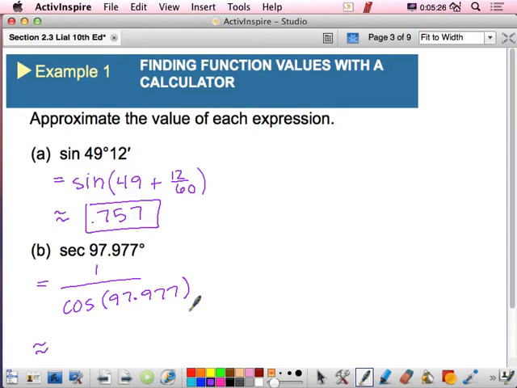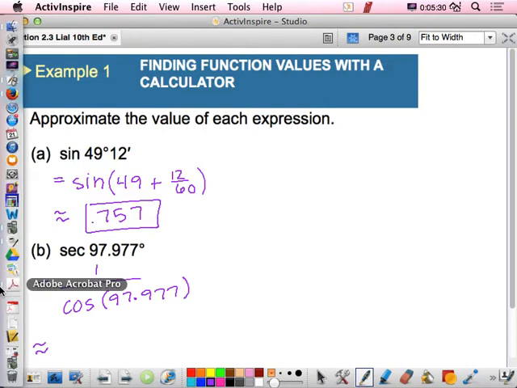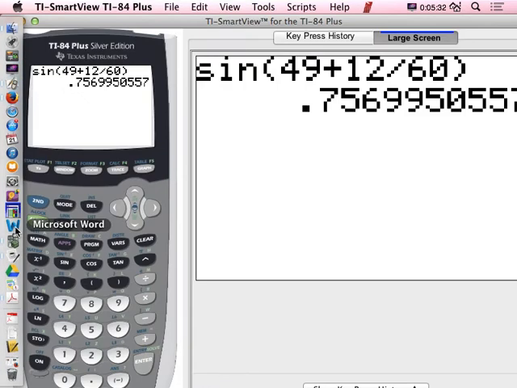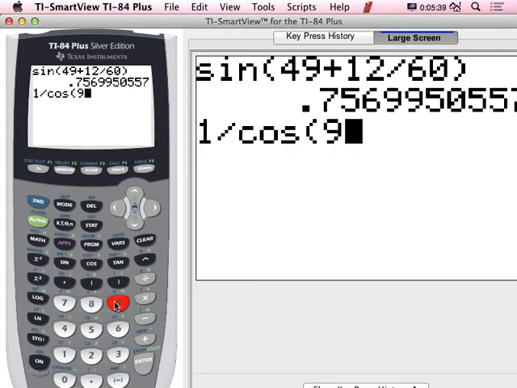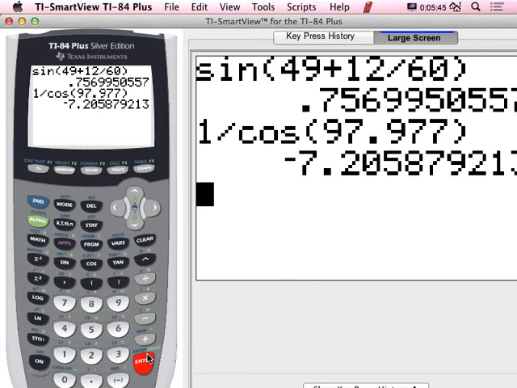So let's go type that in. 1 over cosine of 97.977 degrees. Three decimal places again. So 1 over cosine of 97.977. We'll hit enter, and we are at, did you guys get negative 7.206? Okay.